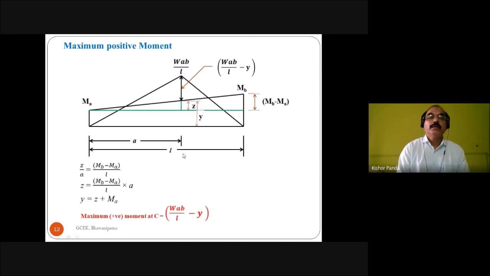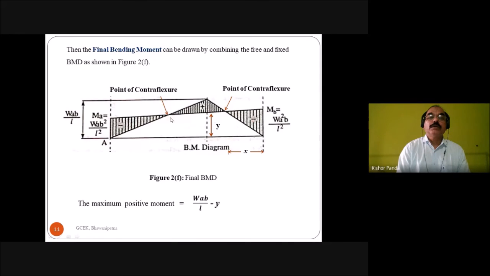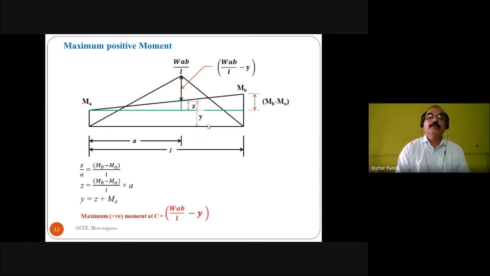You see here these two points are the points of contraflexion. What is a point of contraflexion? The point of contraflexion is the point where the bending moment changes sign, or the bending moment is equal to 0. So these two points are the points of contraflexion. You have to find out these two points also. So now you are clear how to find out the maximum positive moment from this figure.